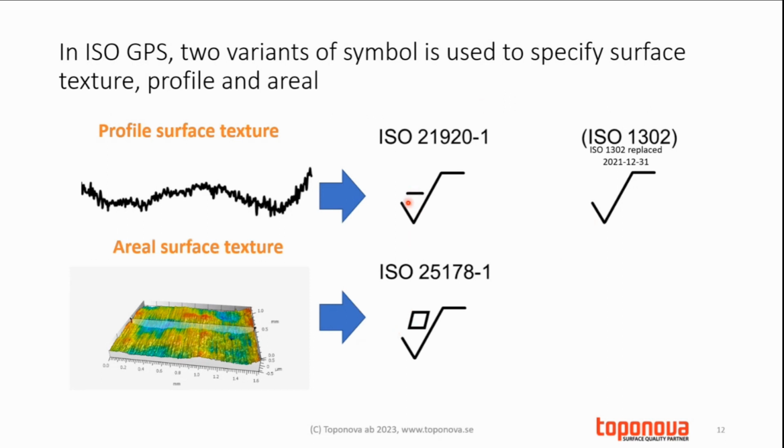The difference is the line and the rhomb in the symbol here, showing that this is a symbol for profile surface texture, and the new standard is called ISO 21920. The former symbol looked like this, and that was replaced at the end of 21. For areal surface texture, the symbol looks like this, and the standard related to that one is 25178.